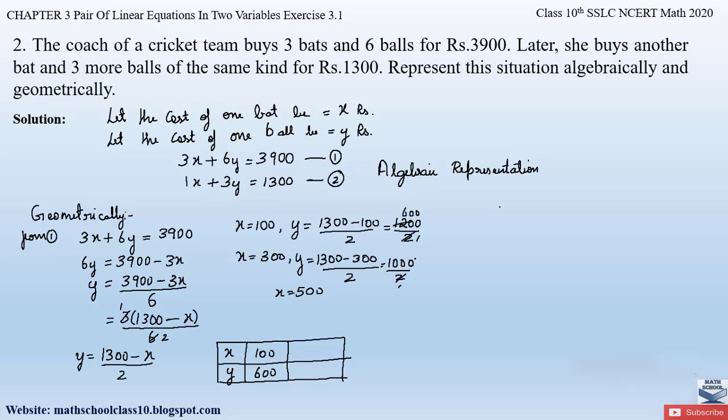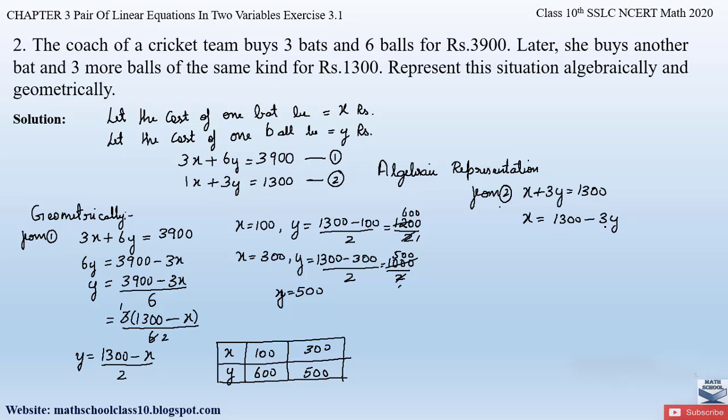That is 2 1s are 2, 5s are 10, 0 0. For x value equal to 300, we got y value as equal to 500. Similarly, from equation 2, so if you consider equation 2, we have x plus 3y is equal to 1300. So let us find out the x value here by sending this 3y to the right hand side. So x is equal to 1300 minus 3y.